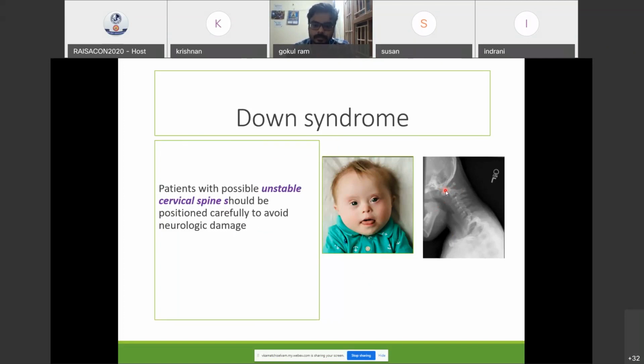When you have a Downs baby coming for cleft palate, always assess this and always try to keep the neck extension as minimal as possible, because our positions, we keep it in a more extended position. So tell the surgeon, this baby is a Downs, and check the cervical spines. So better to avoid too much of extension.